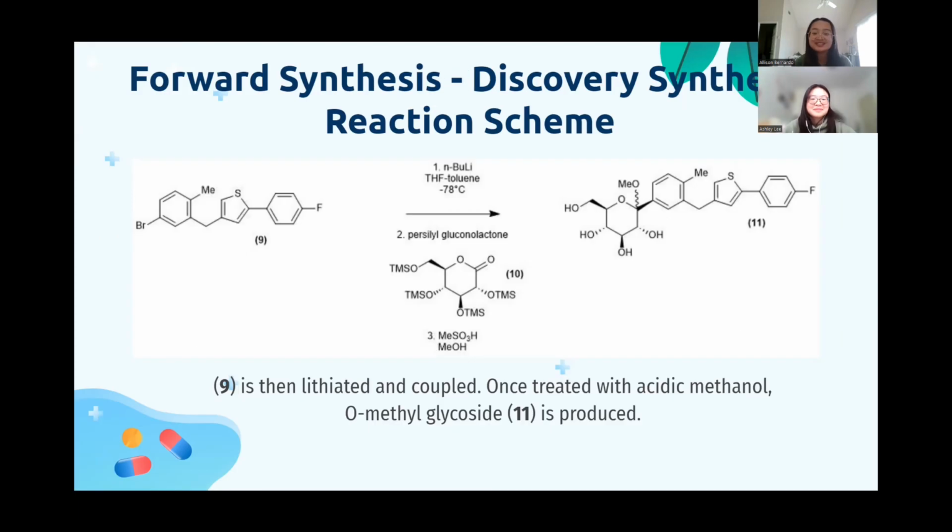The next step in this reaction scheme involves compound number 9 being lithiated by n-butyl lithium in THF and toluene at negative 78 degrees Celsius. Once that occurs, the new compound is then coupled with perbenzylgluconolactone, compound number 10. After that is treated with acidic methanol, O-methyl glycoside, or compound number 11, is produced.